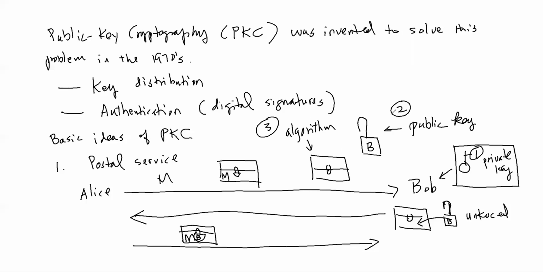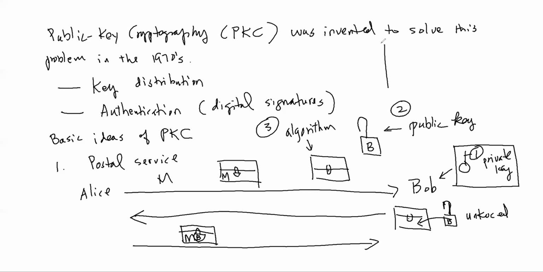Anybody can apply a public key. Okay, so that's a lock. Anybody can use that public key to lock it, and then only the person with the private key can unlock it. Right. So to lock means encryption. To unlock means decryption in this case.